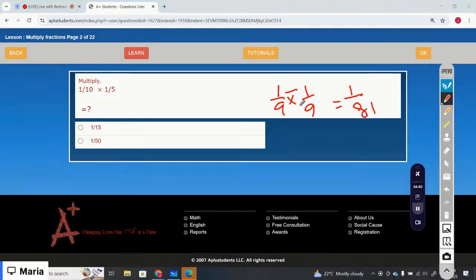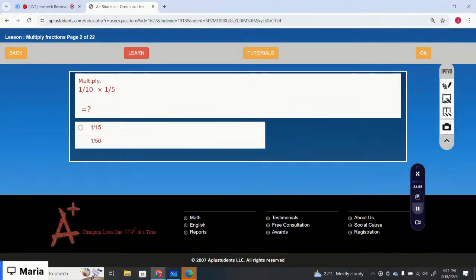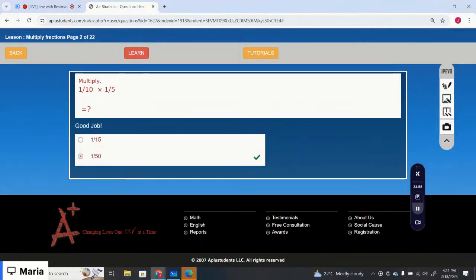You have to do numerator times numerator and denominator times denominator. 1 times 1 is 1 and 10 times 5 is 50. That is 1 over 50. Option number 2 is the correct option. That is 1 by 50.